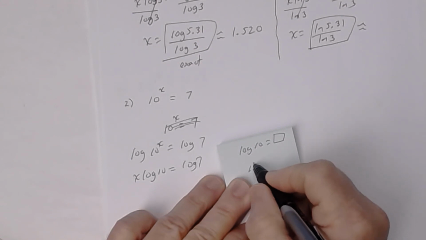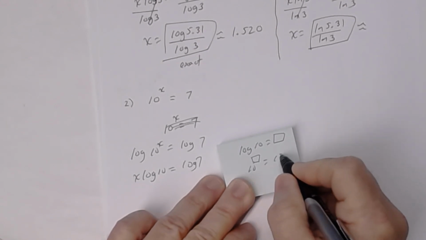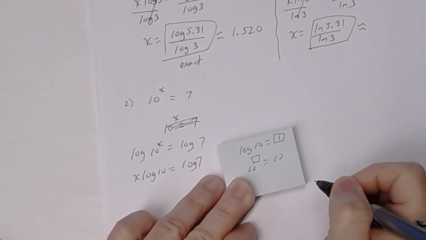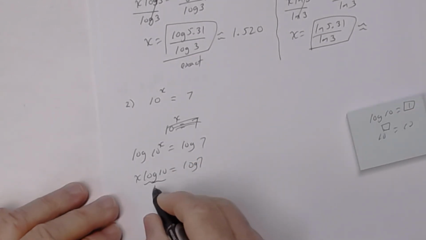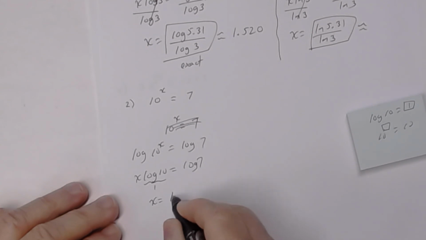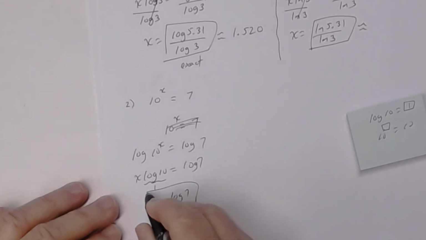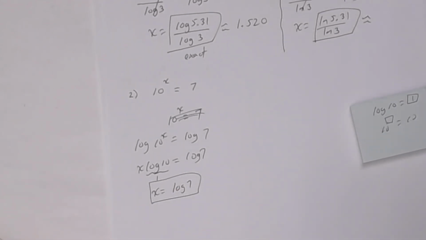So you said 10 to what power is 10? Well, 10 to the first. All right, so that's a 1. So x times 1 is x, so you get x equals the log of 7, and you're done. There's the exact answer, right? See how simple that is?